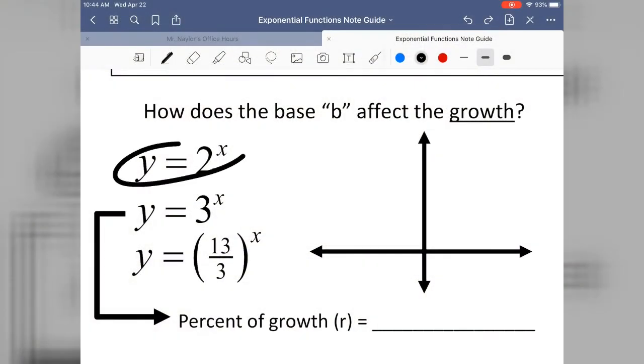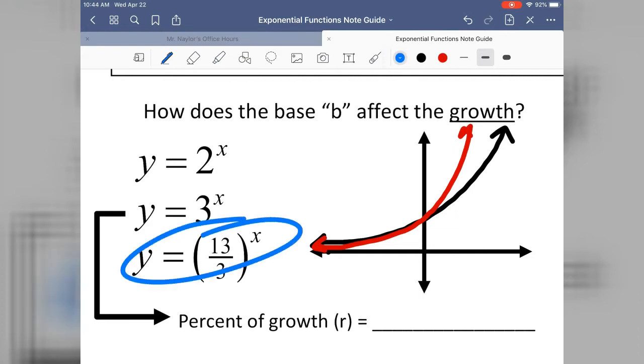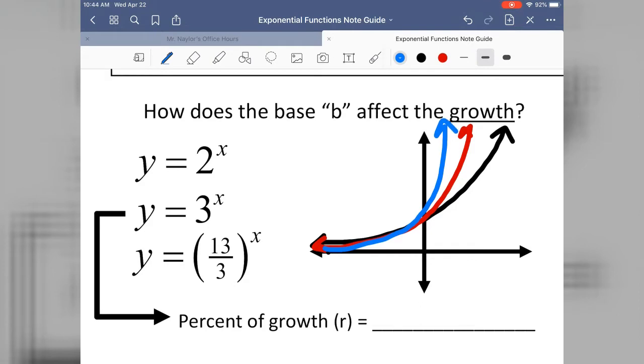Let's make a nice sketch of our observation, where first we have y equals 2 to the x, which is kind of our parent graph, followed by 3 to the x. Now 3 to the x grew a little bit more quickly, so it's a little steeper. And then, of course, we had our 13 over 3 to the x, which was the steepest of the bunch. Now, it's definitely true that as the base gets bigger, the graph grows more quickly. But did you notice that there's actually something that's the same about all these graphs?